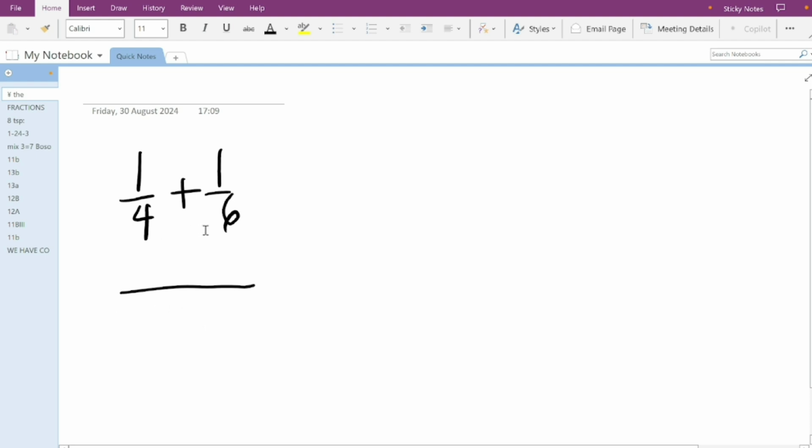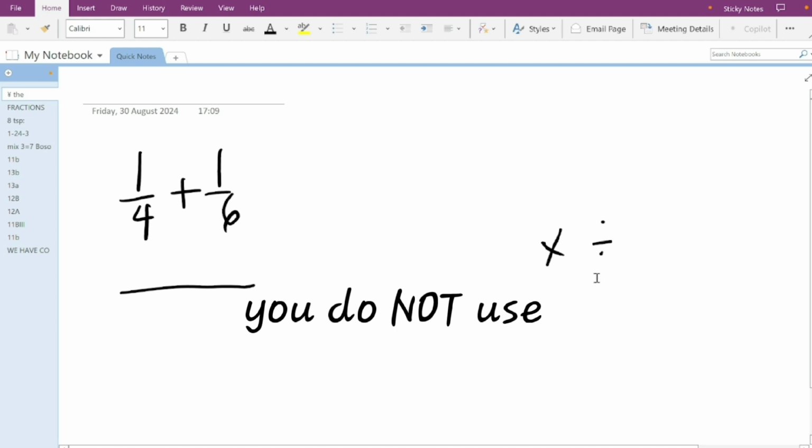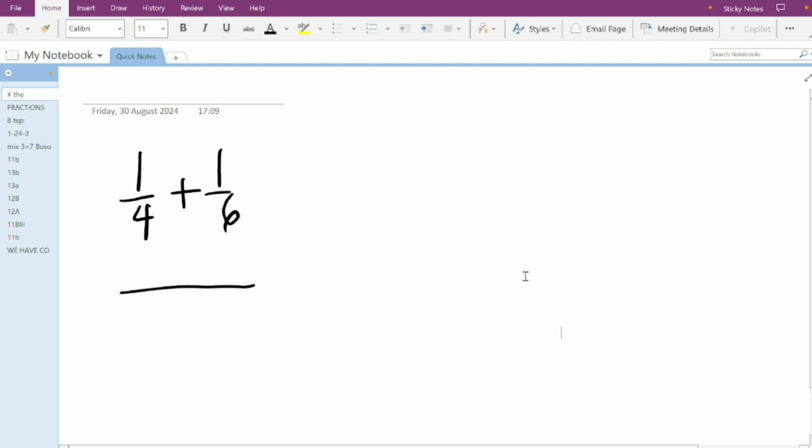And you only use LCM when it comes to addition and subtraction of fractions. When it comes to division and multiplication of fractions, you don't use the LCM. That should be noted. So we have 4 and 6. We can find the LCM of 4 and 6.